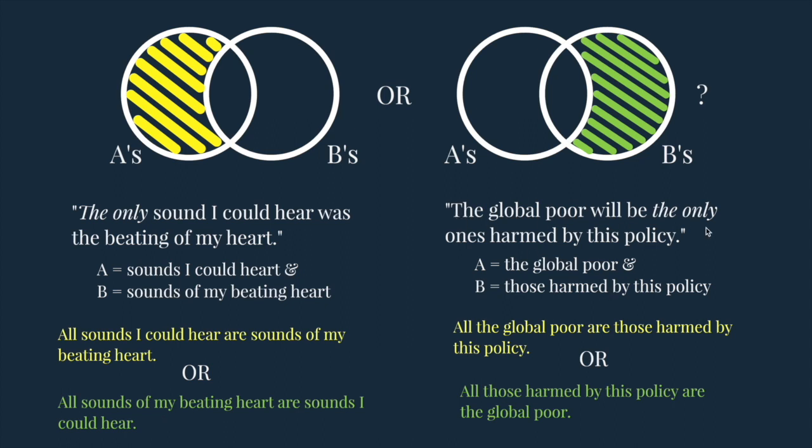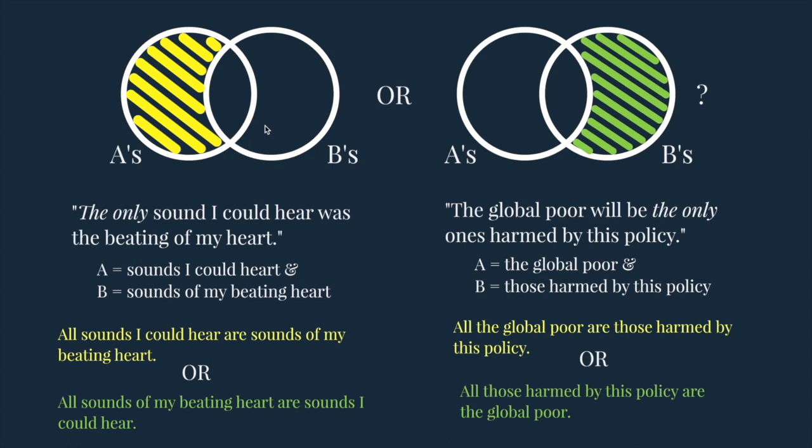Similarly here with the global poor will be the only ones harmed by this policy. Let's let my A circle represent the set of the global poor and my B circle represent the set of those harmed by this policy. Which of these options represents the global poor will be the only ones harmed by this policy? Is it this one? Let's see. A is the set of all of the global poor.